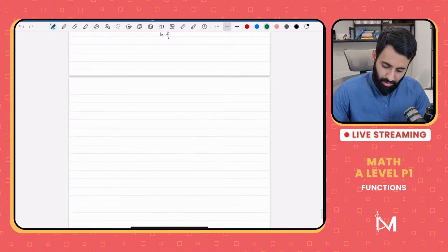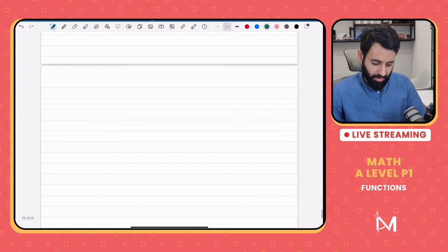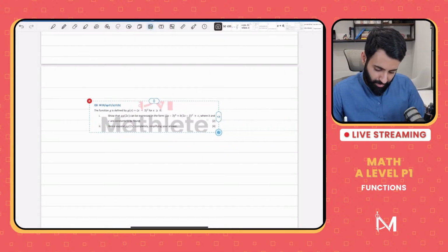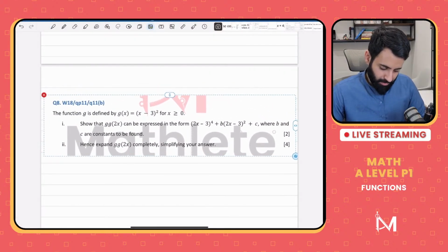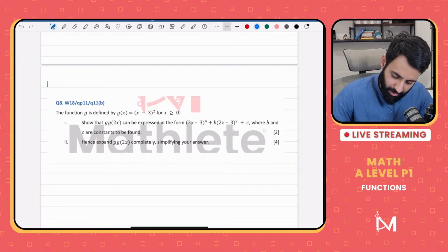Okay. All right, so let's start with a past paper question. Let's do a fairly easy past paper question. Let's see what it says. Here it is. So these are all questions from the worksheet, which I've already shared in the description. So make sure that you guys download it.